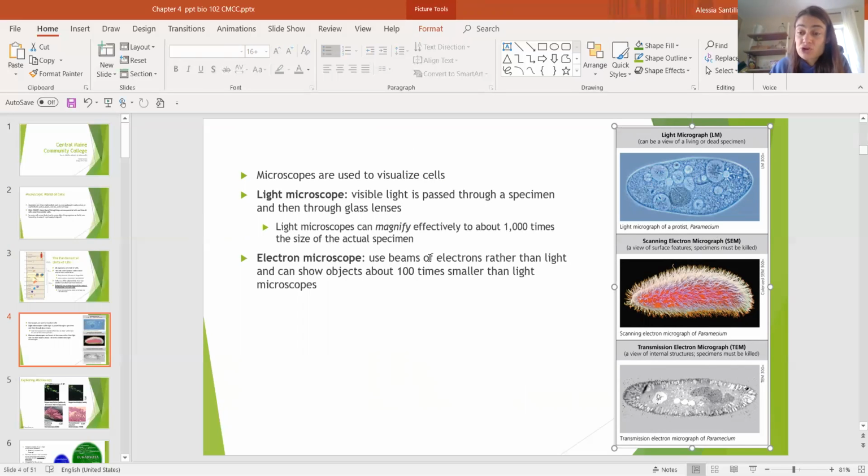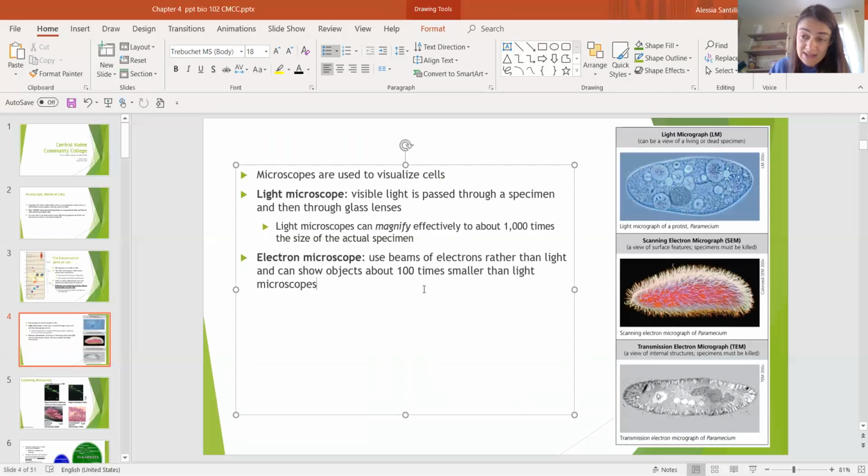So with light microscopes, you can see things that are both dead and living. If it's living, you can even follow it around because it might be swimming in the various waters. Electron microscopes, as their name suggests, use electrons to actually magnify the image.